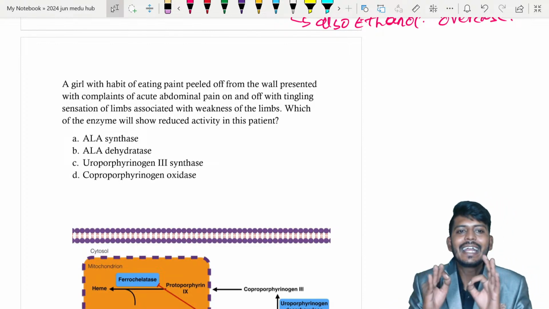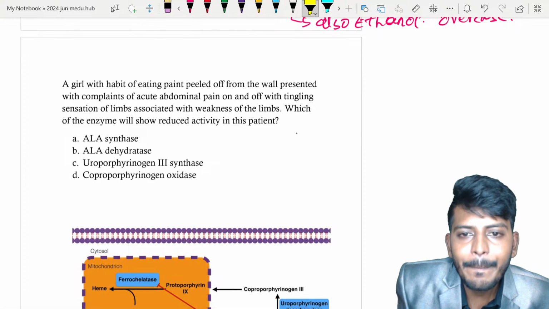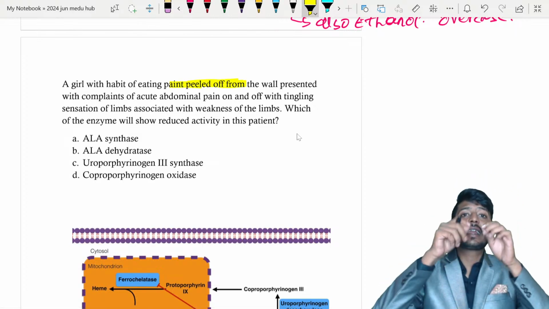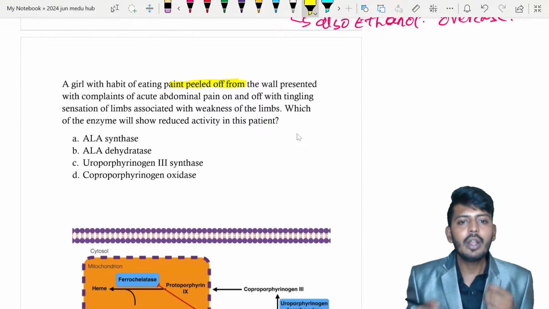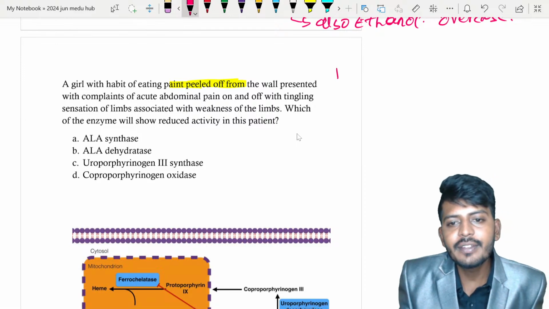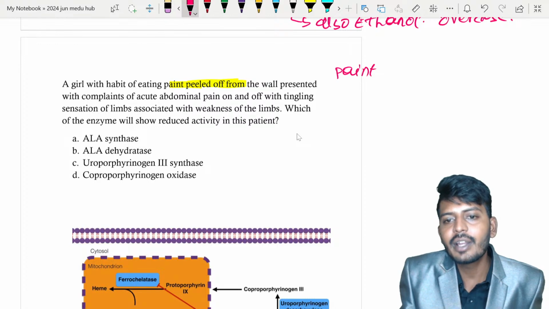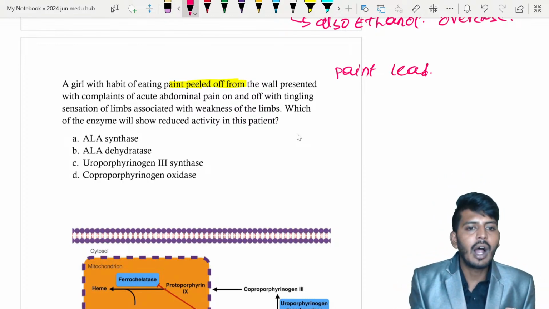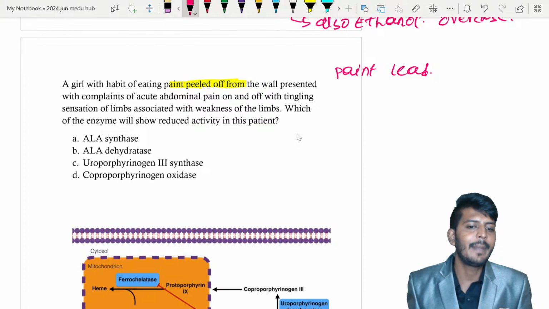So a girl with the habit of eating the paint peeled from the wall. What is this little girl doing? She peels the paint and eats it. Okay, so that will lead to... paint will contain what? Lead. Now paint will contain the lead, so automatically what is the main action?